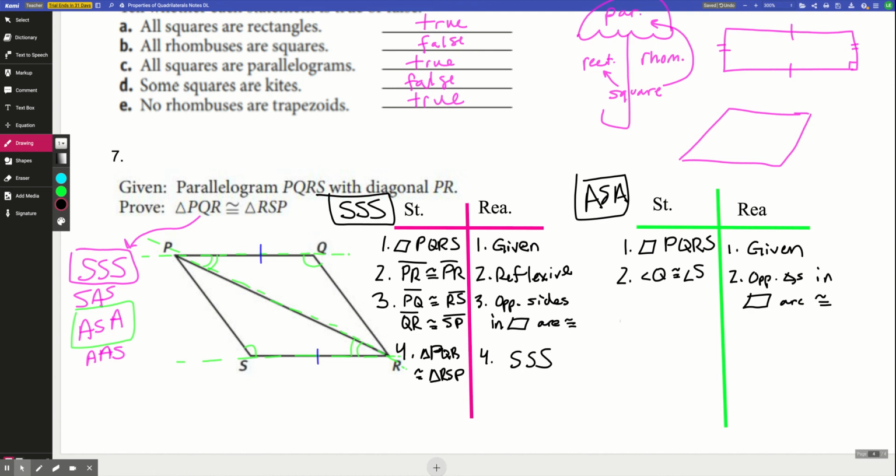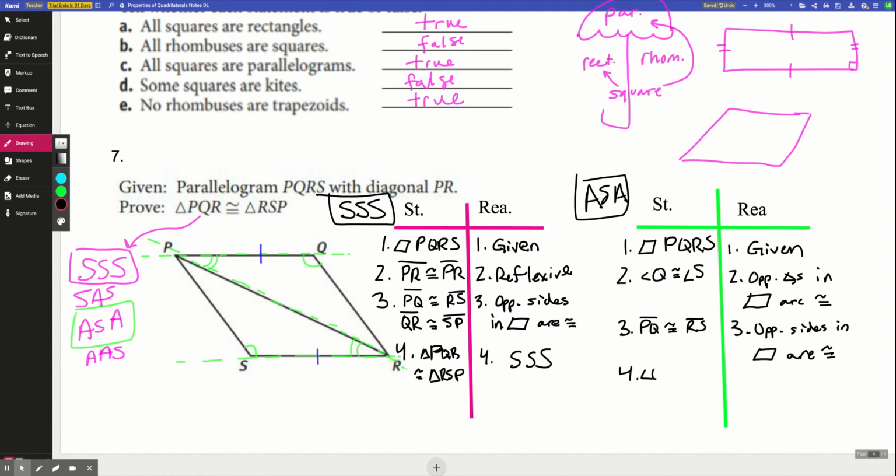So there's an angle. I have my side, PQ is congruent to RS. Same reason that I used in SSS over here, that opposite sides in a parallelogram are congruent.